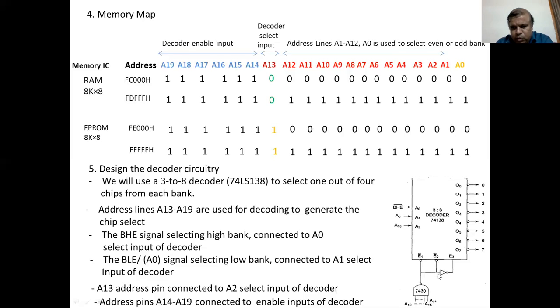Okay, so the input of this inverter is 0. And what is the output? 1. Okay, then E3 is at logic 1. So E1 bar is at logic 0, E2 bar is at logic 0, and E3 is at logic 1. So in order to select any one of the outputs, these enable inputs must be active.